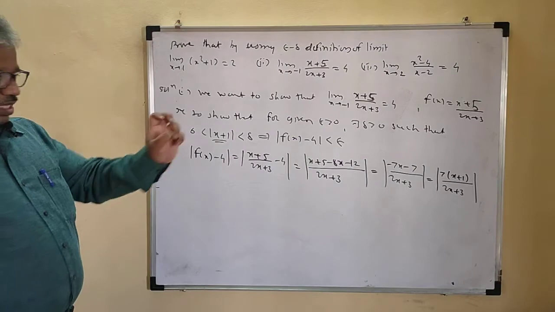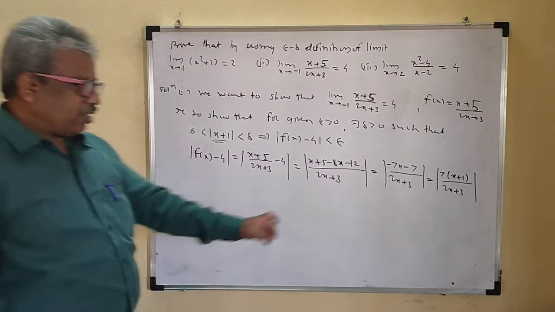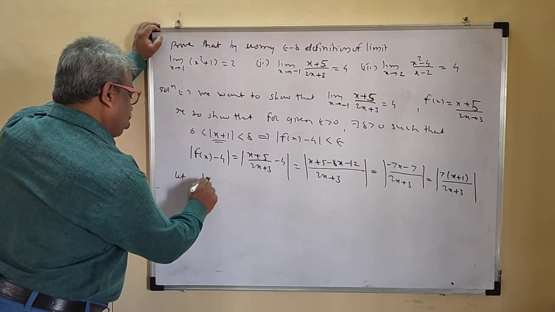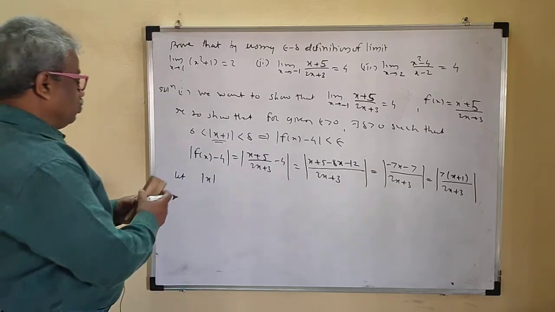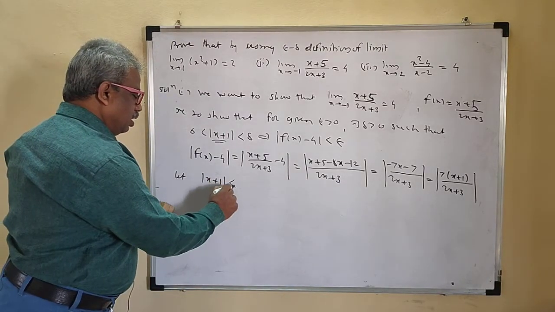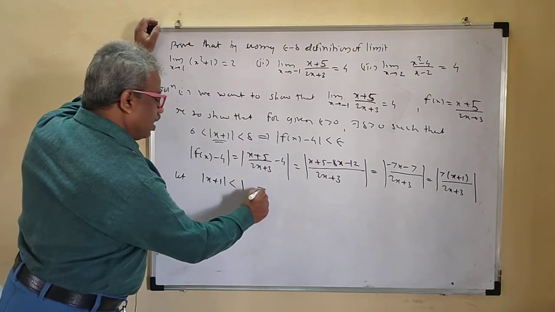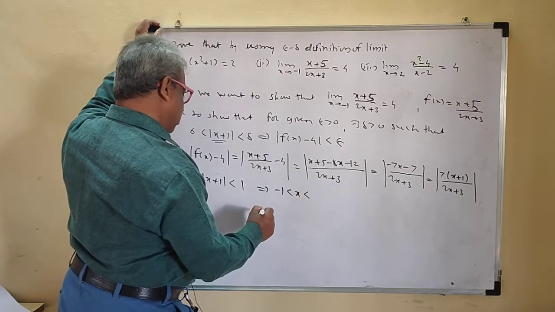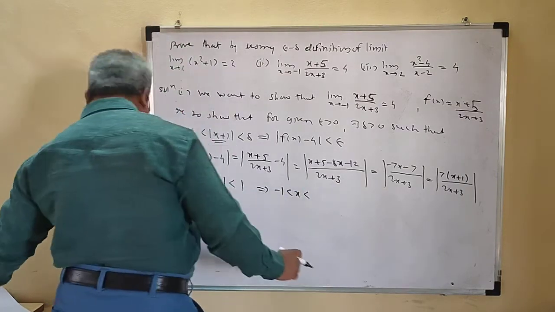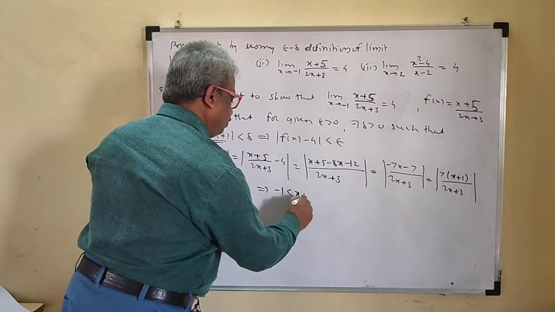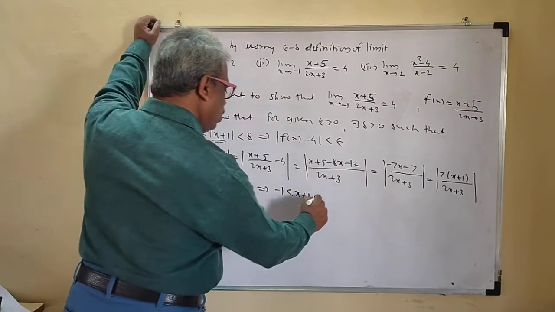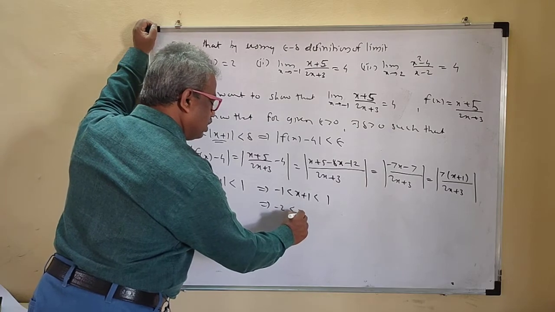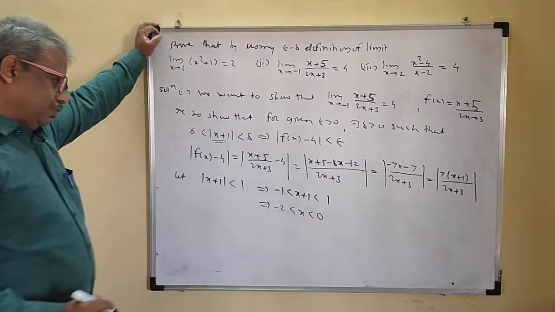Okay, so this is less than epsilon. I don't want this twice x plus 3 and so on. So what do I do? Let mod of x plus 1 be less than 1. So this implies that minus 1 less than x plus 1 less than 1. I will subtract 1, so this is minus 2 less than x less than 0 now.